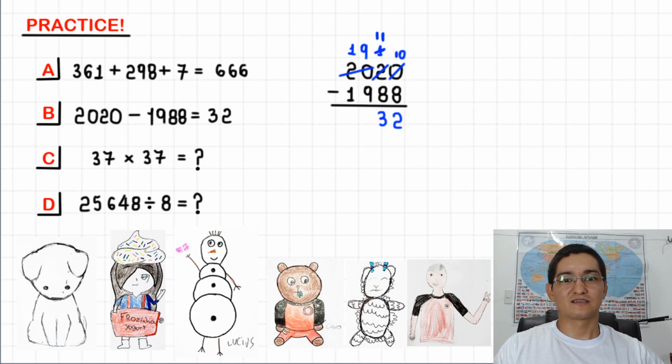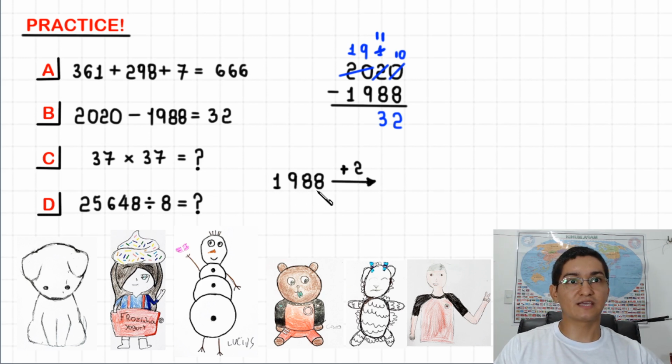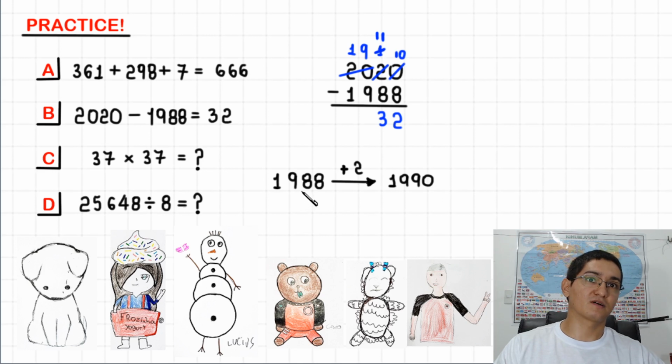Another way to do this that I really like is we complete the small number until we reach the big number. And what do I mean by that? Well, we start with 1988 and we add until we find 2020. Let's see how we can do this, okay? I will start by adding an easy number. I will add just 2. 1988. If I add 2, I get 1990. Do you agree? Because from 88, if you add 2, you get to 90, right?